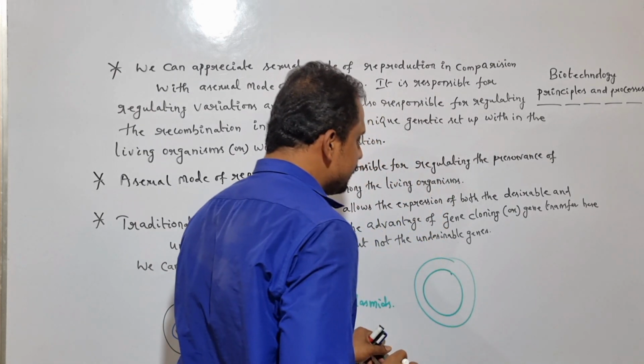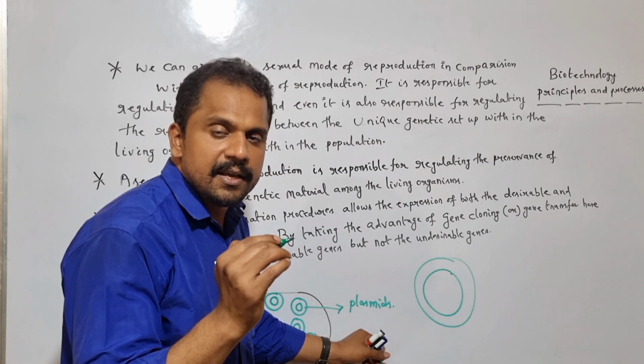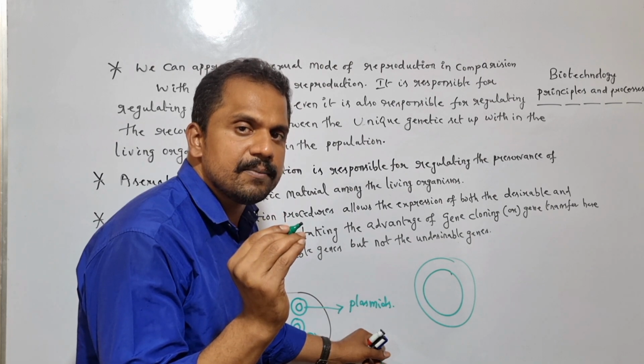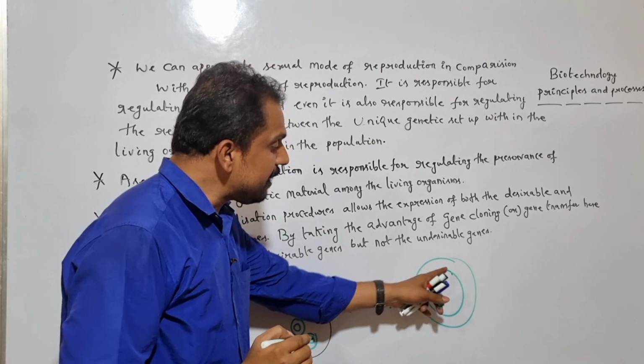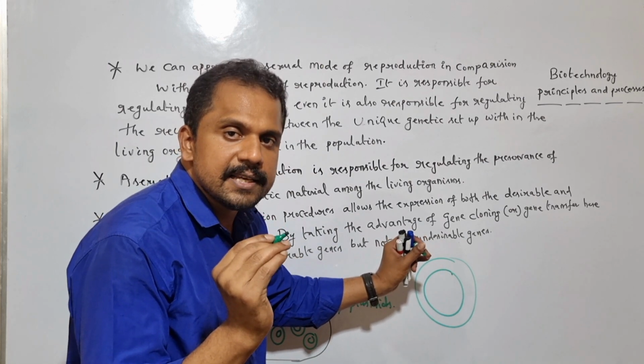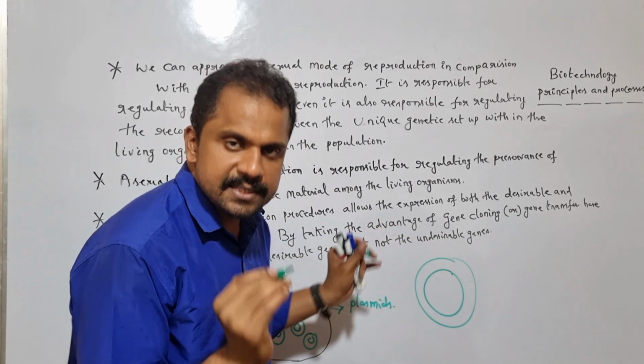So here, after isolating the plasmid DNA from the E. coli host, we need to isolate the foreign desirable gene. After isolating the foreign desirable gene from the particular source, we need to cut the plasmid DNA at one particular desirable site by taking advantage of a specific enzyme termed restriction enzymes.